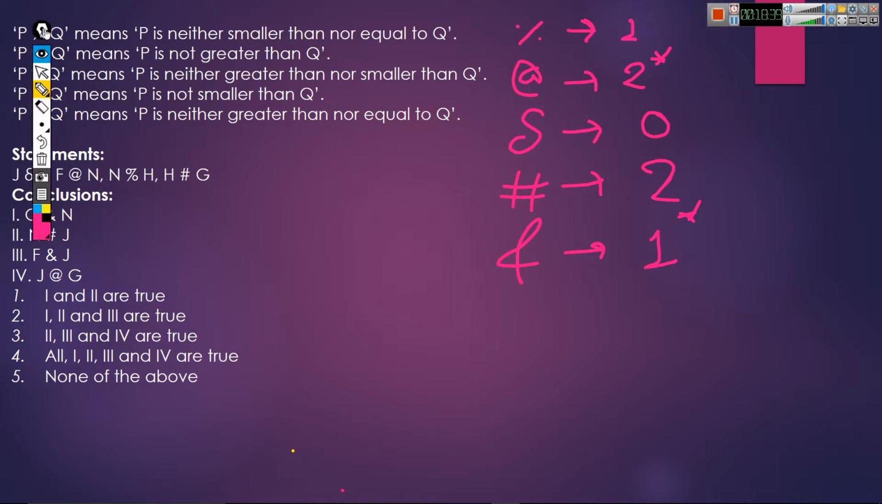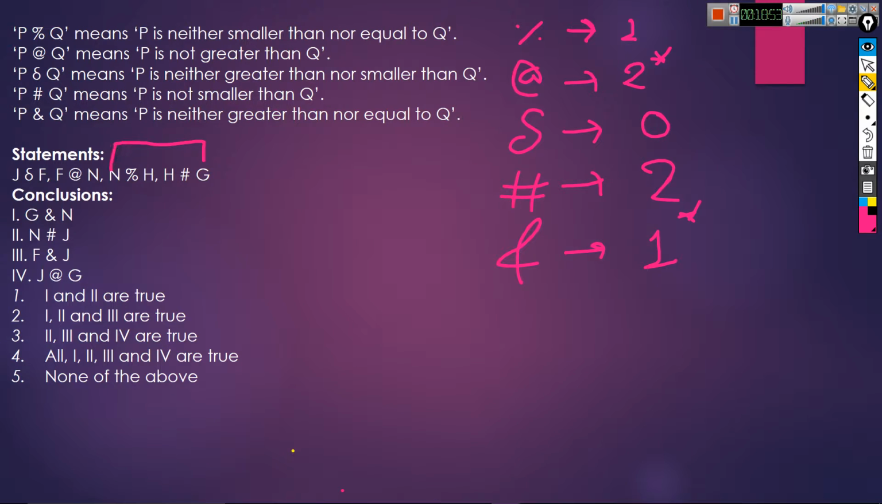Let's check the conclusion. G and N. Okay, we have to go from G to N. Again, we are going in reverse direction, so we have to reverse the number. G has H. What is has? Has is 2. So reverse of 2 is 2 asterisk, right? H to N is percentage. Percentage is 1. And reverse of 1 is 1 asterisk. So here is 2 asterisk and 1 asterisk.